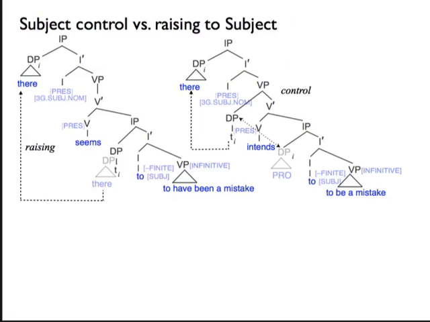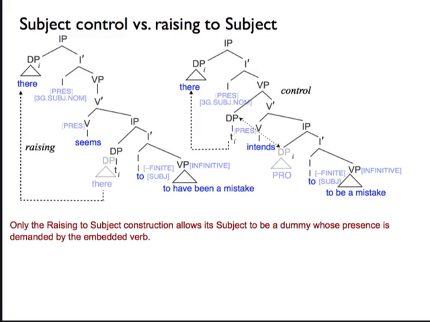We also see that only the raising to subject construction allows its subject to be a dummy whose presence is determined by the embedded verb. So we went through this before, right? So you can have "there seems to have been a mistake," but not "there intends to be a mistake." Right? Ungrammatical, because why? Why would that be ungrammatical on the subject control construction? That's going to be ungrammatical.